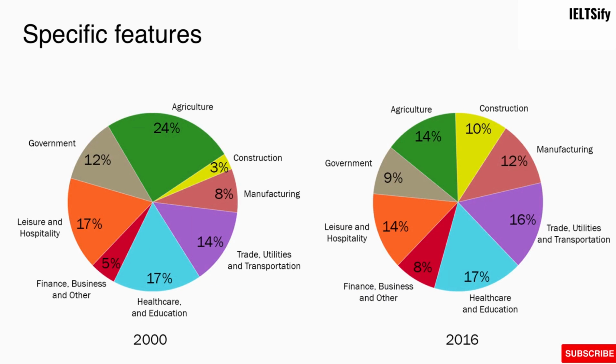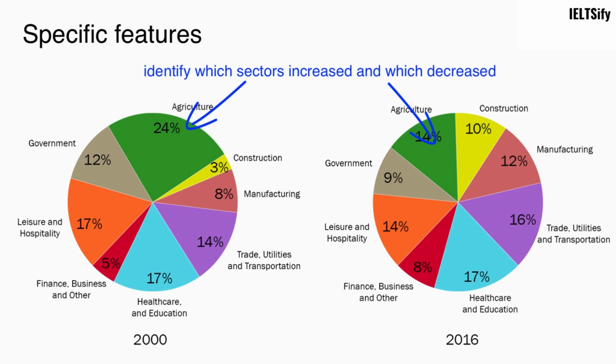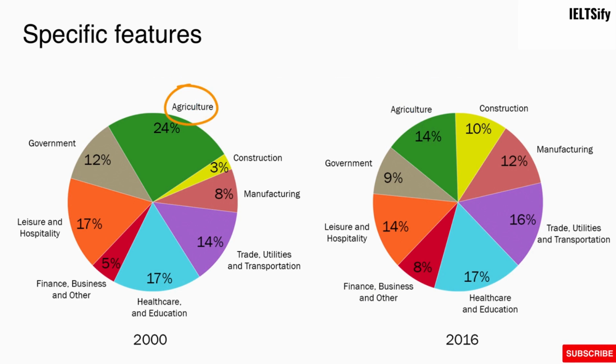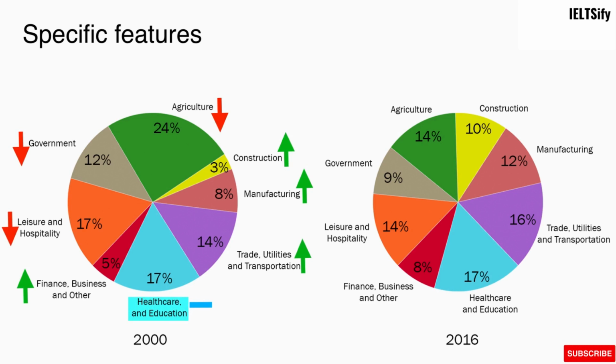We need to look at our chart and identify which sectors increased and which decreased. I'll start with the agriculture sector. As we can see, it is a quite big segment on the first chart, 24%. And on the second chart, it's only 13%. Clearly, agriculture had a decrease. So I'll put a special decrease sign near it. And I'll do the same with all other economic sectors. Healthcare and education had no change. That's why I've put a dash near it.